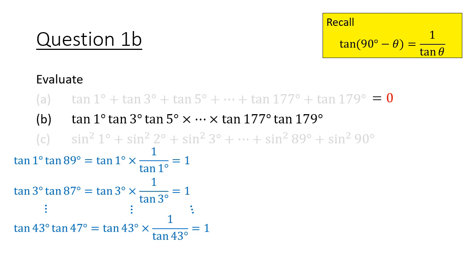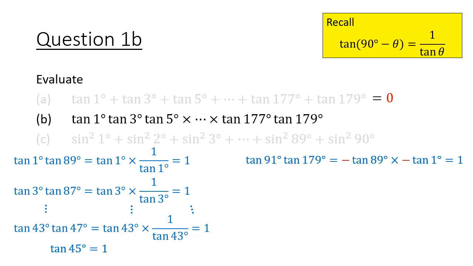Notice that there's one guy who's not included. He has no pair. It is 45 degrees, but that's a special angle and tangent 45 degrees is equal to 1. So you can see that when we multiply everything from tangent 1 all the way to tangent 89, it's just 1 times 1 times 1 all the way. So we're still left with 91 to 179.